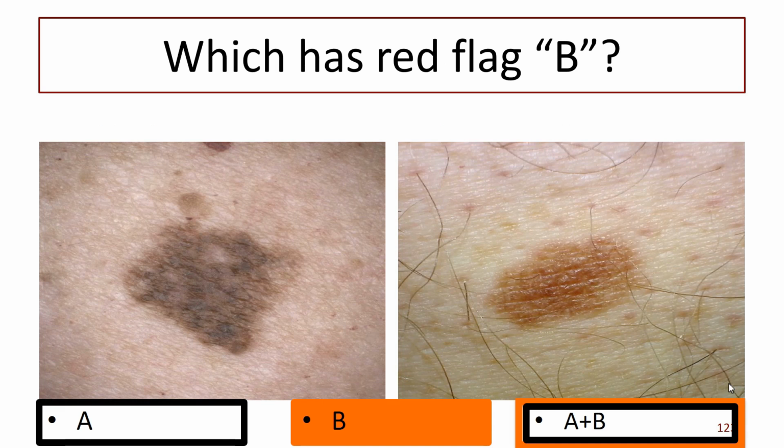What about this one? B is for border notching or irregularity. Okay, we've gone for whites. Most people think that the one on the left, that's because they know it's melanoma. Who are we going to? Jodie. You chose which? A, because?